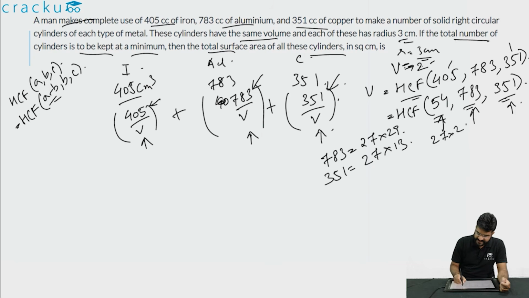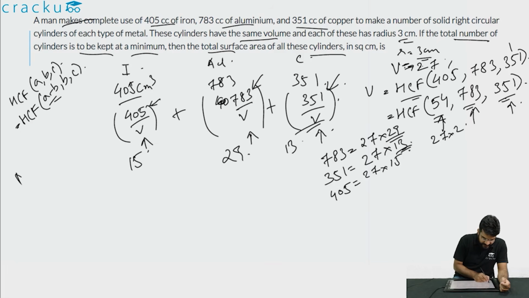So the volume V is 27. The volume of each of the small cylinders is equal to 27. And the number of such cylinders will be 405 by V. 405 by 27 is 15, since 405 is 27 into 15. So you will have 15 small iron cylinders. Of aluminium you will have 29, because 783 by 27 is equal to 29. And for copper you will have 351 by 27, which is equal to 13. So the total number of small cylinders is 15 plus 29 plus 13, which equals 57. Now let us calculate the height of the small cylinders.